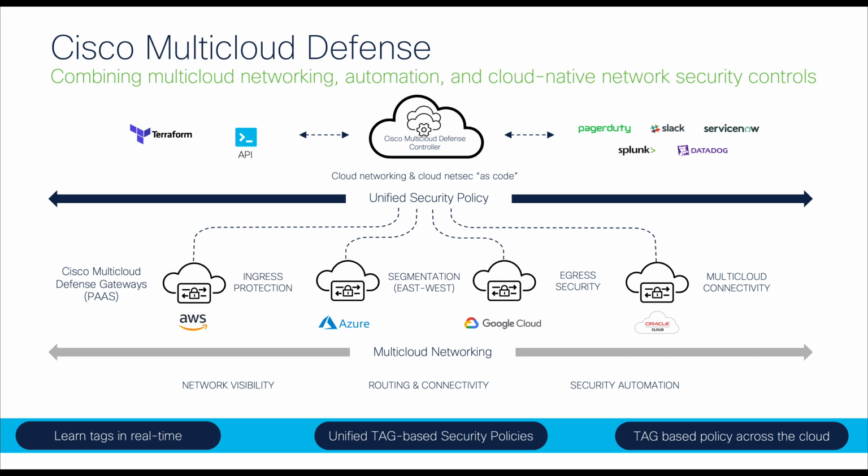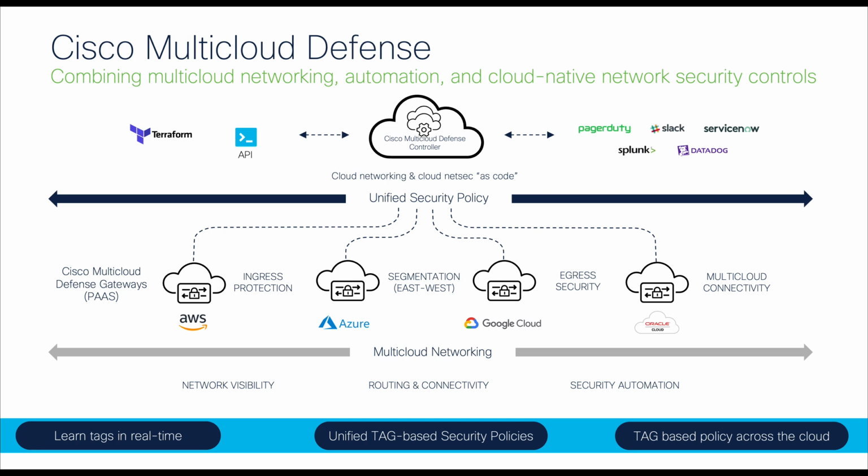So you onboard your cloud accounts and then you deploy gateways. These gateways are deployed as platform as a service because the entire lifecycle management of these gateways is controlled by the multi-cloud defense controller. You can add these gateways into your account to protect your ingress, egress, and east-west traffic flow.